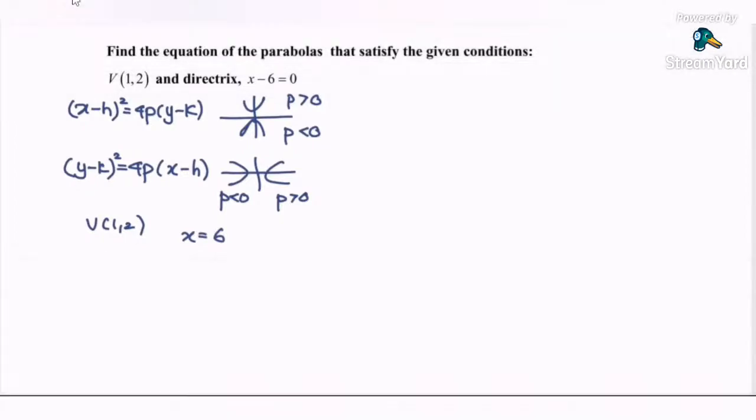To the diagram. So where we have the vertex (1, 2). So 1, and 2. So here we will have the vertex. So maybe the situation will be open up or down, left or right. By referring to the directrix, where we have x equals 6. So 2, 3, 4, 5, and 6. So here will be the directrix.